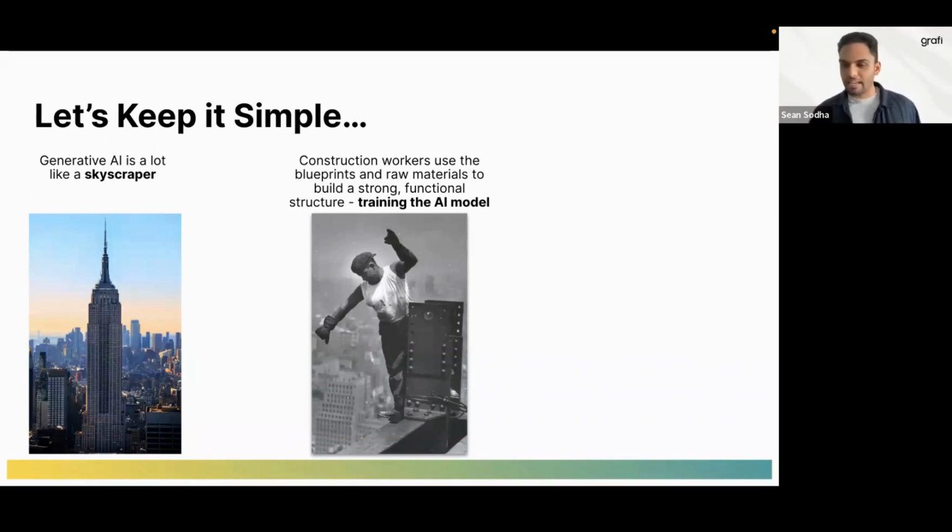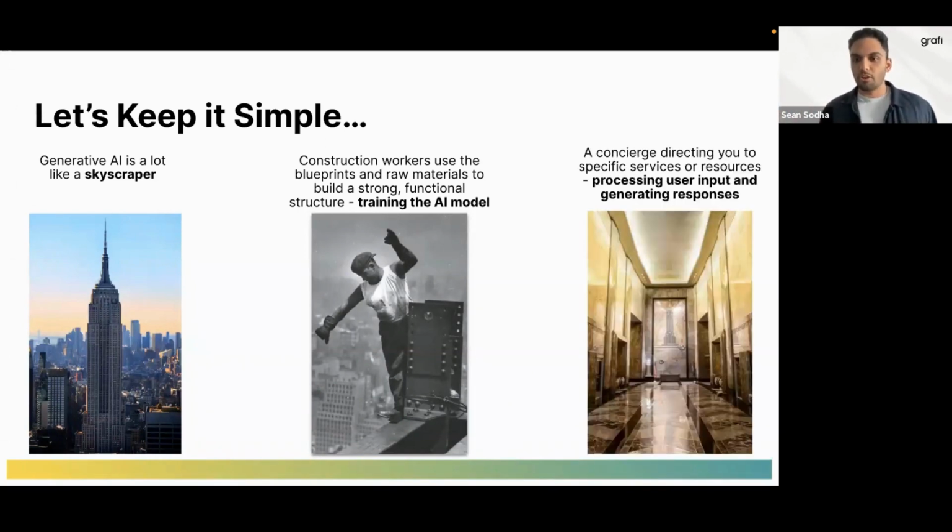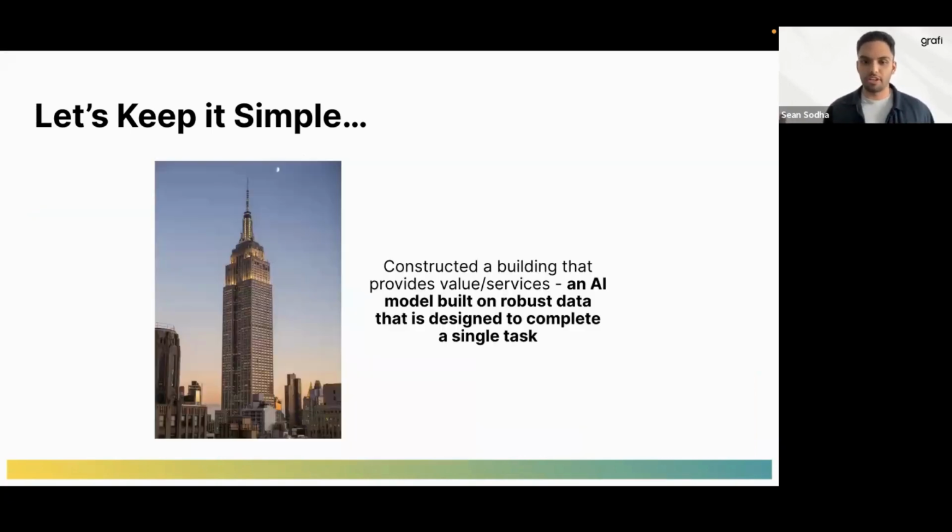Ultimately, when you combine that training process, the data, the blueprints and the neural networks to construct that building or that AI model, you're left with something that serves a singular purpose, which, in the case of the Empire State Building, is a concierge directing you to specific products, services or resources within a certain building. Think of this as generative AI taking in your user input and generating a response out. So what you have here is a massive structure that provides a value or service. It's an AI model that's built on a robust data set, designed to complete a singular task ultimately.